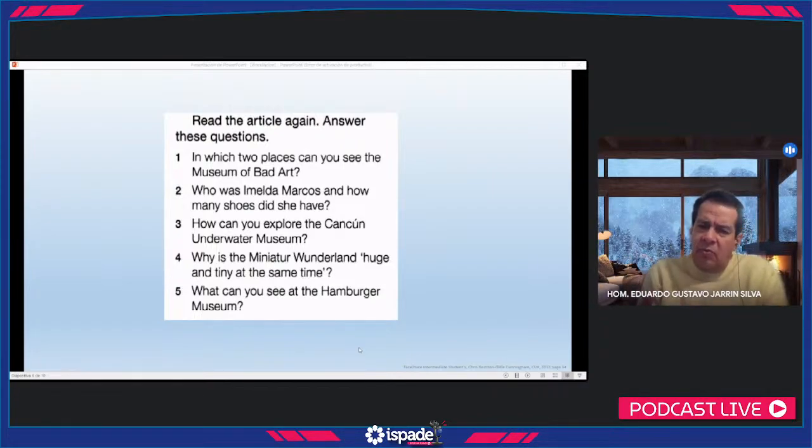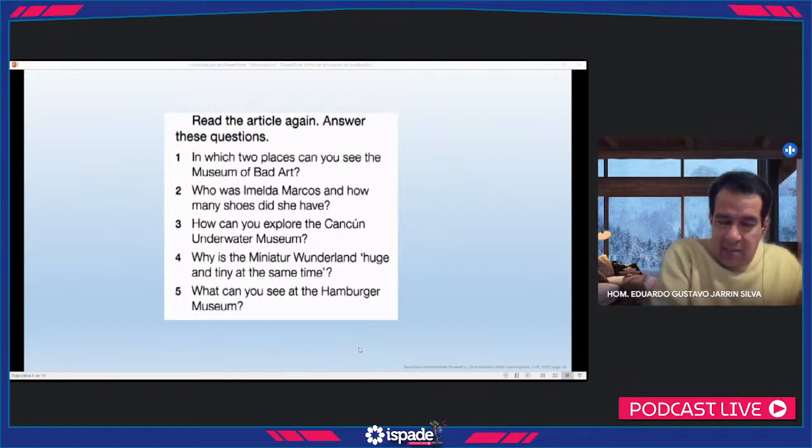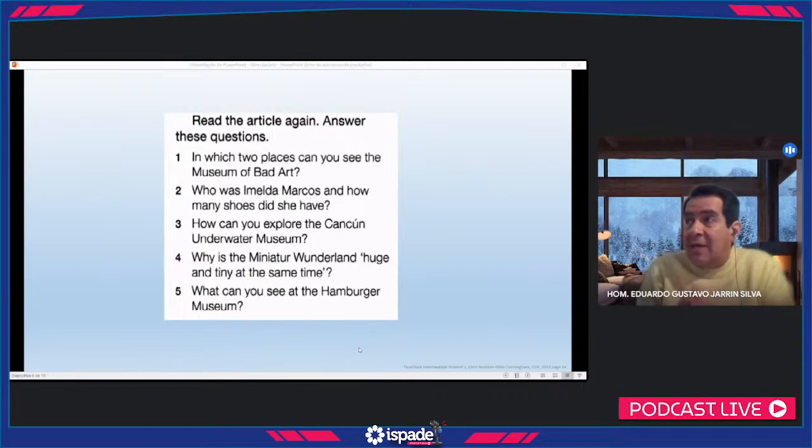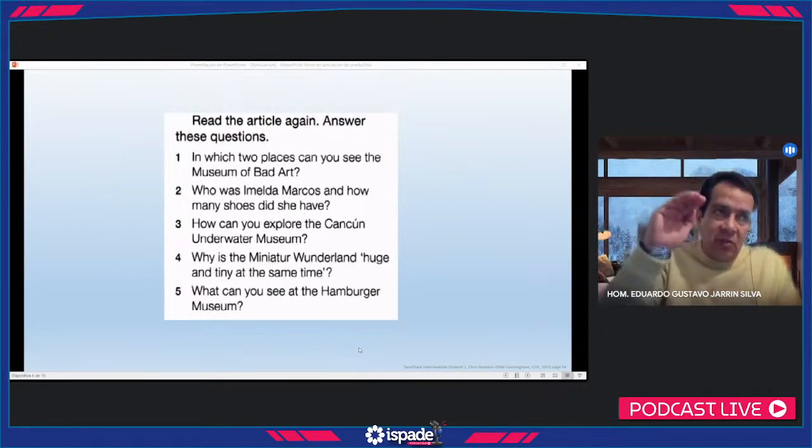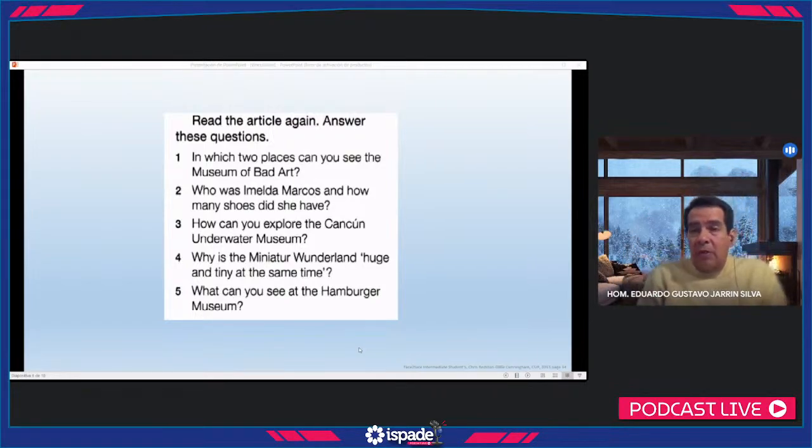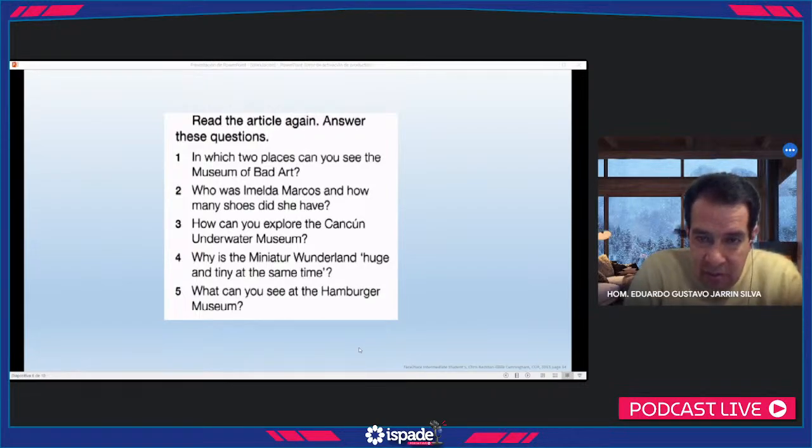Now, how can we effectively respond to this? As in one of the first slides in the presentation, you could see it said scanning. So here it's another skill, because scanning means spotting the information and going to that point to read slowly or with more detail that section specifically of the article. So how do we do this? We can do this by highlighting words. Okay, for example, in which 2 places can you see the Museum of Bad Art?